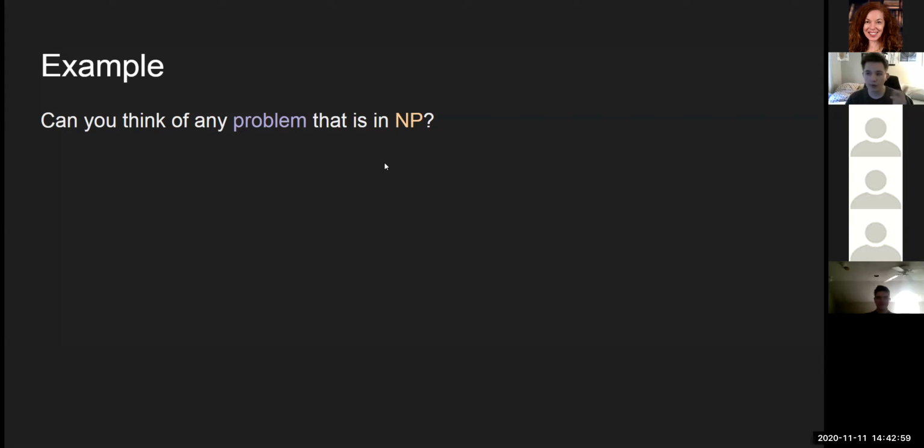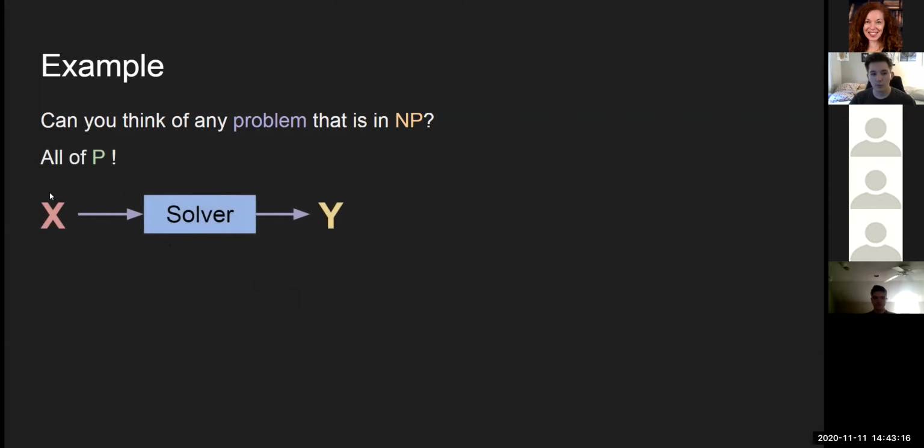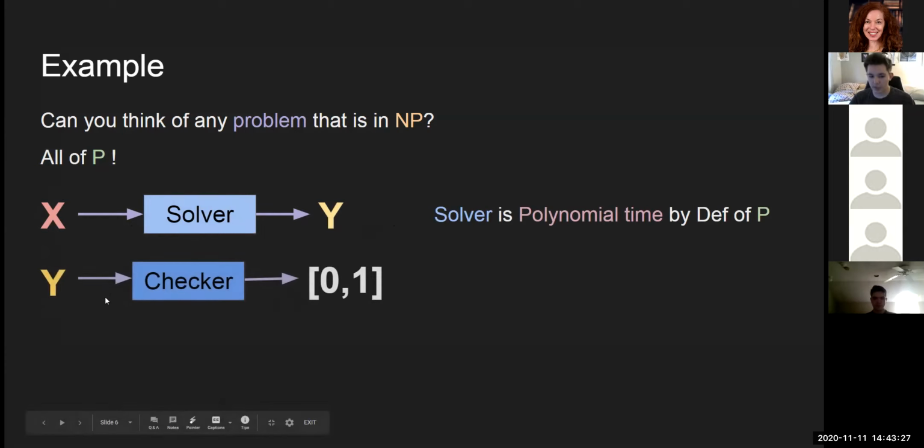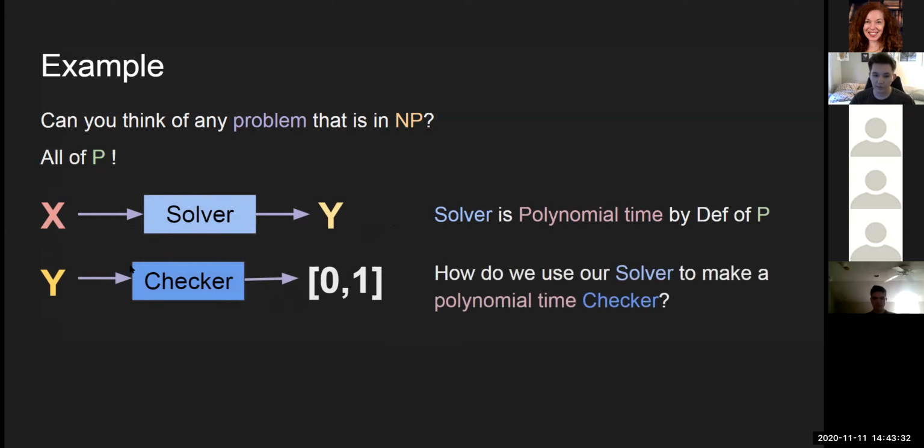All right. So one thing that we might notice immediately about NP is that all of P is actually in NP. This is something that might feel slightly counterintuitive from the way that I've described these things. But if we think about the definitions, in P we will have a solver that runs in polynomial time to get some solution. And what we want for NP is some checker that will be able to tell us if we got the correct solution. And we need that to run in polynomial time.